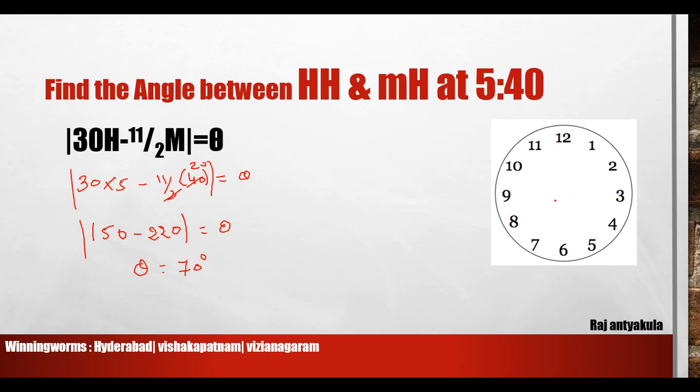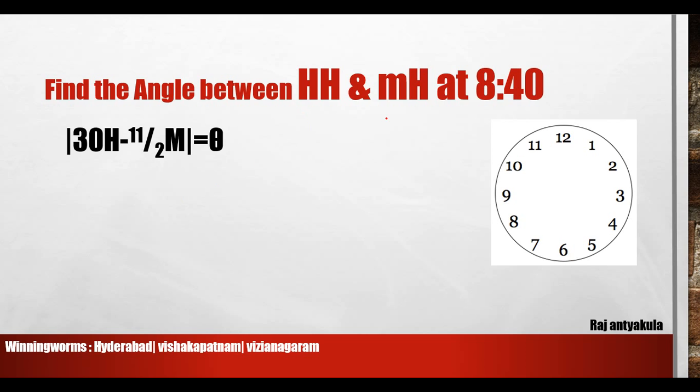In the visualization method, how will you do it? At 5:40, the minute hand will be at 8. The hour hand should be at 5. So what should be the angle? 5 to 6, 30. 6 to 7, 30. 7 to 8, 30. That is 90. But in 40 minutes, the hour hand will cover certain degrees. Now the hour hand is moving towards the minute hand, so the angle will reduce. In 40 minutes, what is the angle covered by the hour hand? 20 degrees. If you deduct this, the answer will be 70.